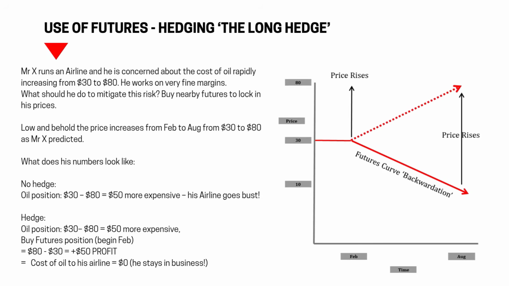Our second example is based around oil price. Now, Mr. X owns an airline and he's worried about the rapidly rising oil prices because that's going to eat into the cost of his ticket sales.